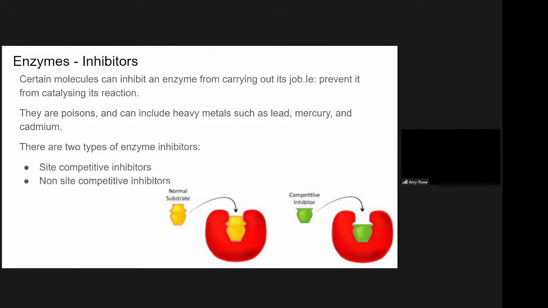All right. Inhibitors, I think I have already explained this. So certain molecules can inhibit an enzyme from carrying out its job, so prevent it from catalyzing its reactions. They're considered poisons, and they can include heavy metals such as lead and mercury, and I think cadmium came up in an NCEA question a couple of years ago as well. So there's 2 types of inhibitors that I mentioned. We have site-competitive inhibitors and non-site-competitive inhibitors.